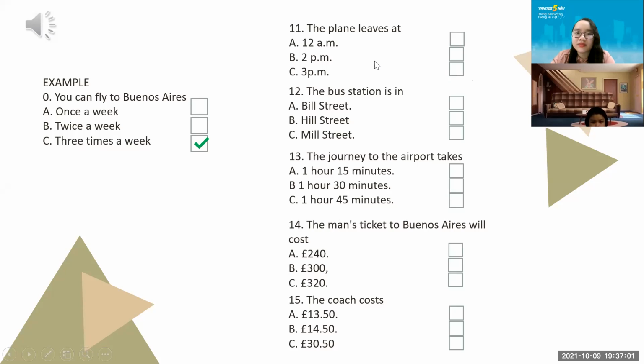Rồi, các câu hỏi mình có như sau. 11, the plane leaves at. Rồi, mình sẽ nghe thông tin để biết được là cái chuyến bay mà ông này đi du lịch ấy, thì sẽ rời đi lúc mấy giờ. Rồi, câu số 12, the bus station is in. Rồi, ở đây đều có chữ street này, thì tức là cái trạm xe buýt này nó sẽ nằm trên một con đường nào đó. Rồi, nhớ nghe. Câu số 13, the journey to the airport takes. Rồi, ở đây sẽ là liên quan đến thời gian.